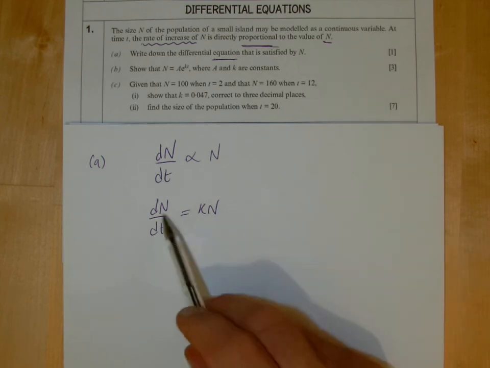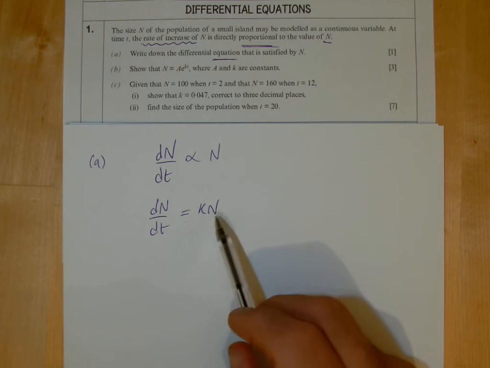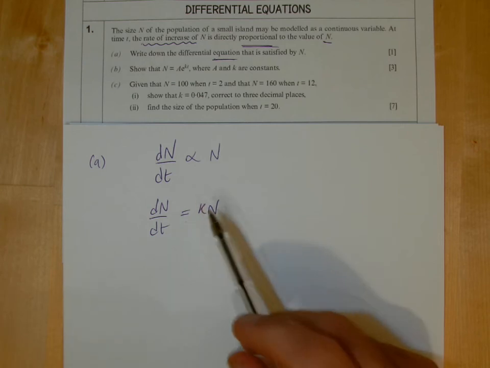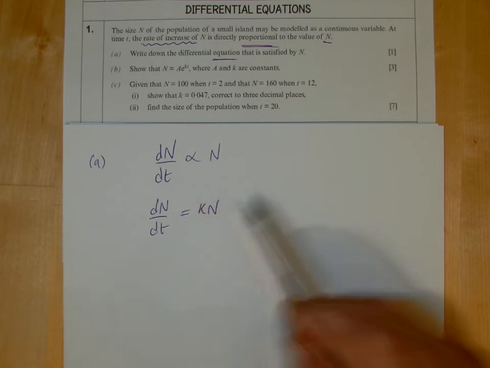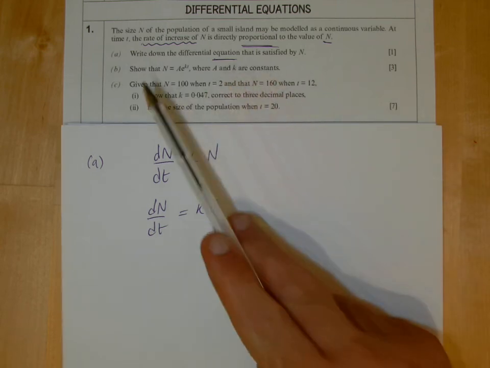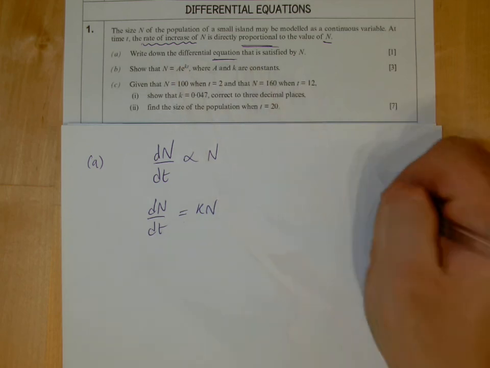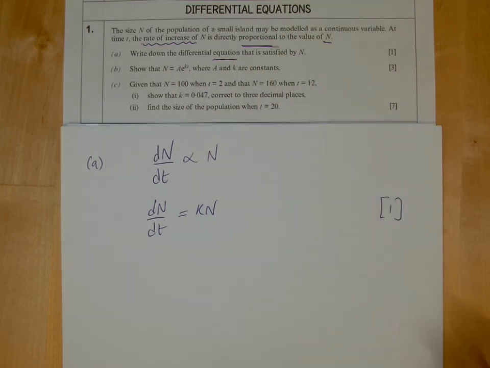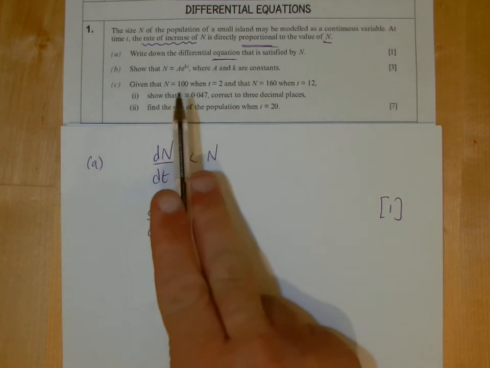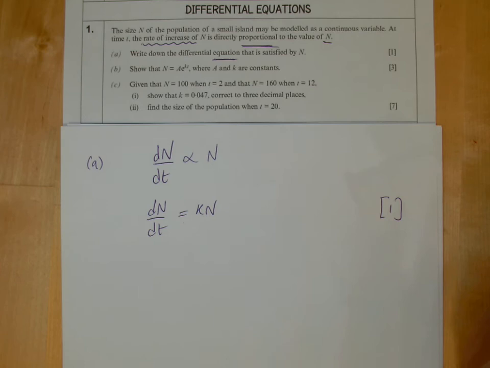So we can say that dn/dt is some constant multiplied by n, because it's growing at this particular rate. And we'll work out k now. But we've essentially got part A answered. That's our 1 mark here, already achieved. Part B then, it says show that n equals a e to the power kt, where a and k are constants.